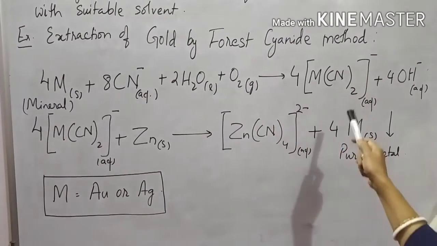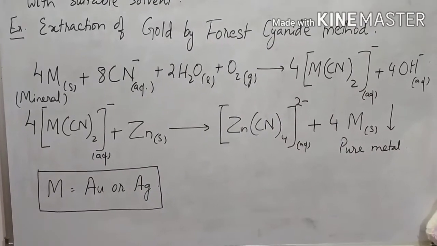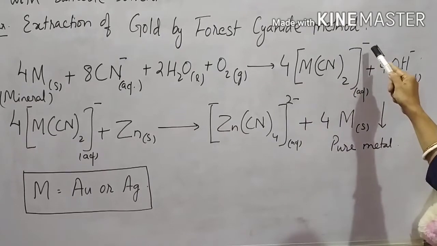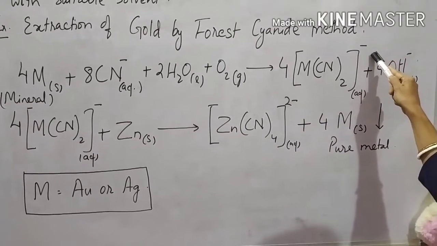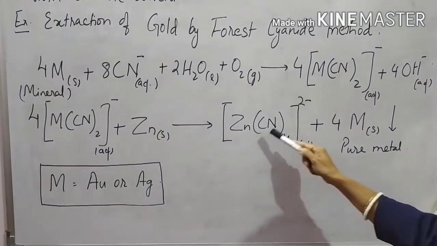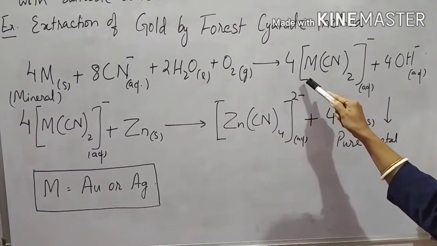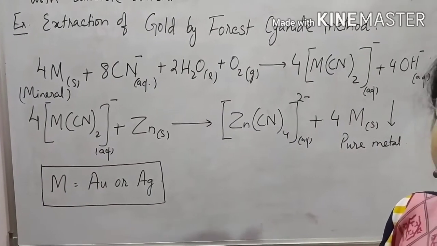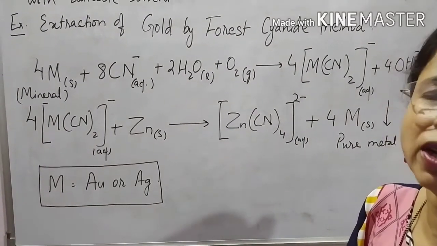In this equation, a very important thing to be noted is the charges. When we take metal cyanide, the charge is only -1. Zinc cyanide, the charge is -2. Remember these charges because this is a very important equation to be asked in competitive exams.